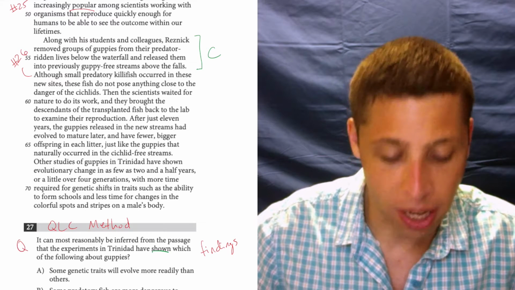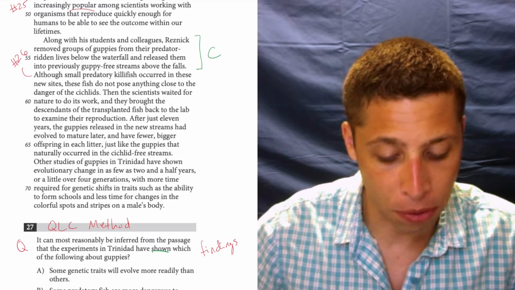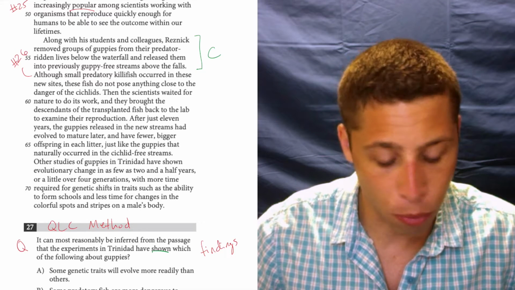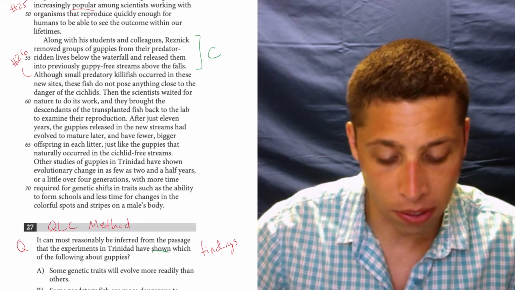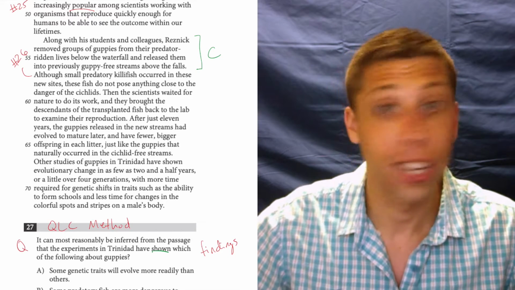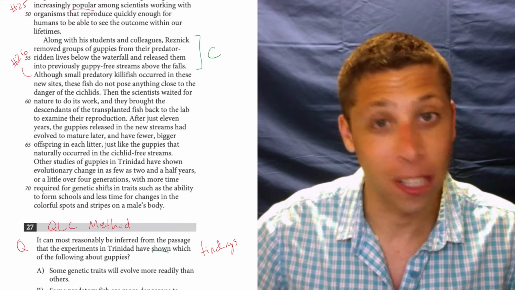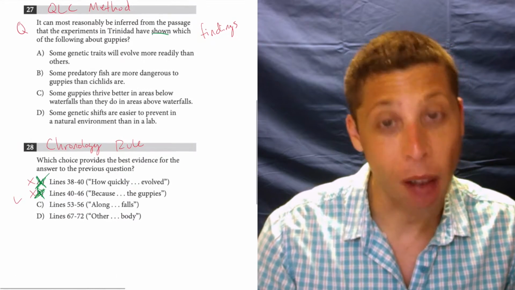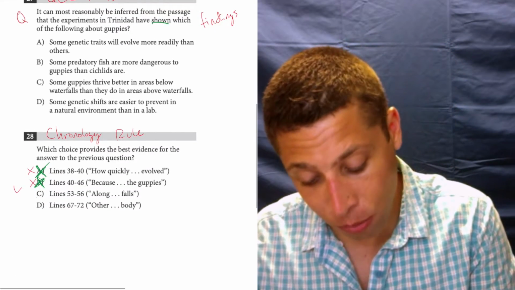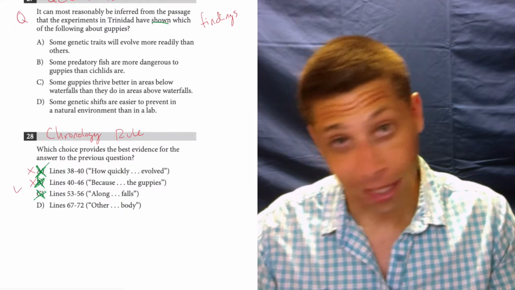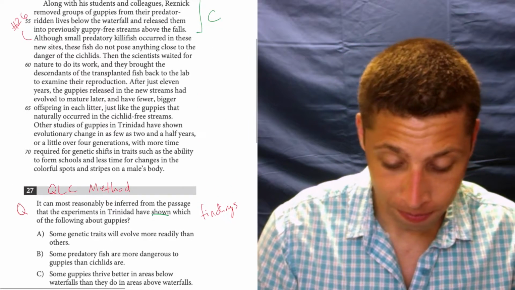Along with his students and colleagues, Resnick removed groups of guppies from their predator-ridden lives below the waterfall and released them into previously guppy-free streams above the falls. Again, this is not about the findings. This is about the experiment. This is telling us what he did, not what he found. So that doesn't seem right. Let's look at 67 to 72. Right here.